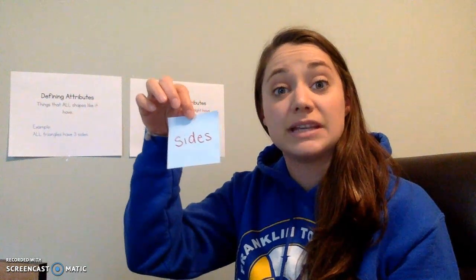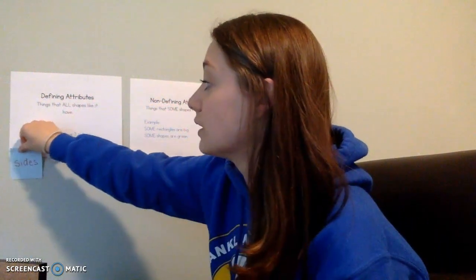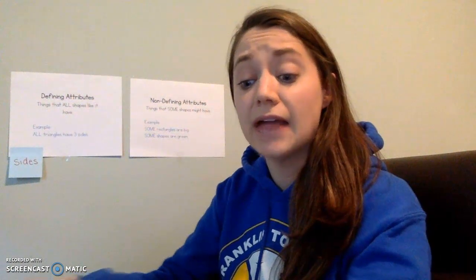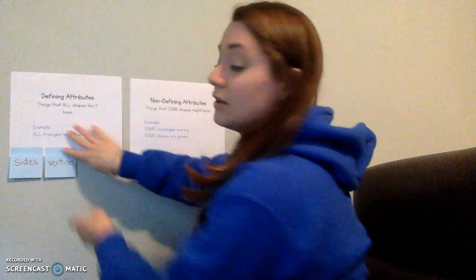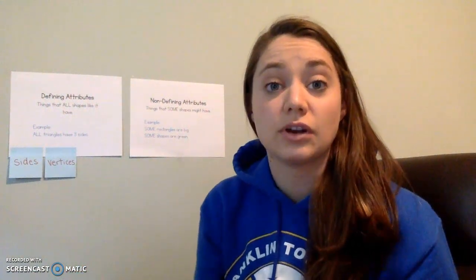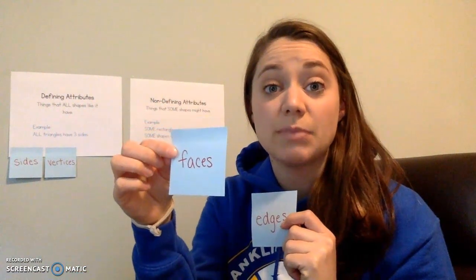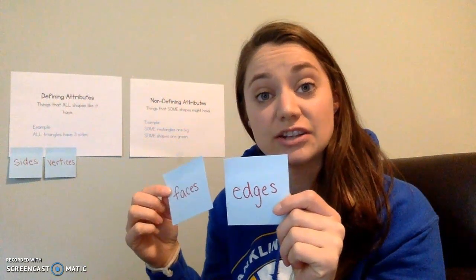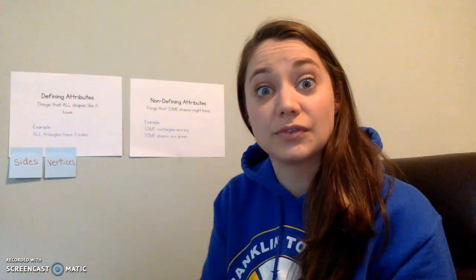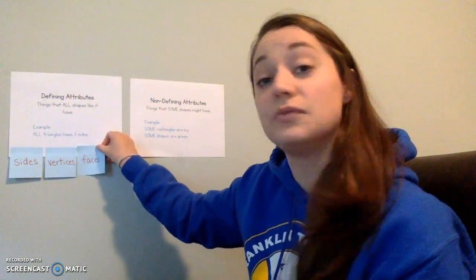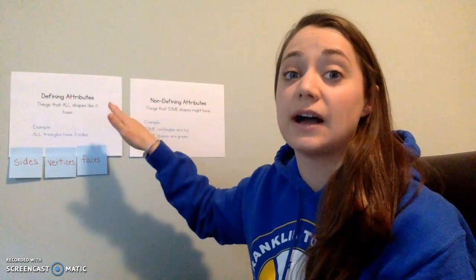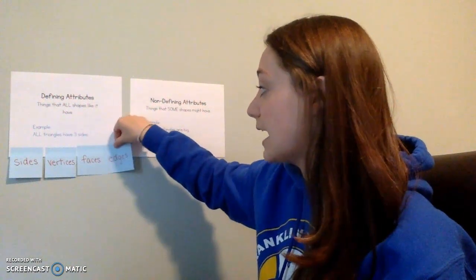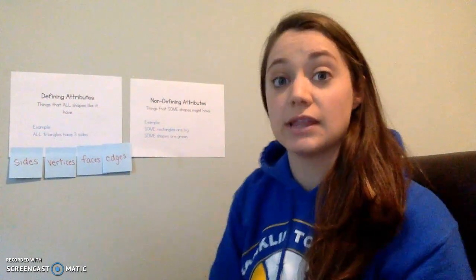Some examples for our 2D shapes are going to be how many sides it has. So that's a good one for a defining attribute. For 2D and 3D shapes, you can talk about how many vertices they have. And for 3D shapes, you can also talk about how many faces that shape has and then how many edges that shape has. Because if it is a cylinder, for example, it's always going to have two faces. So those are things that are going to help define that shape, and that would be called a defining attribute, things that all shapes like that have to have.